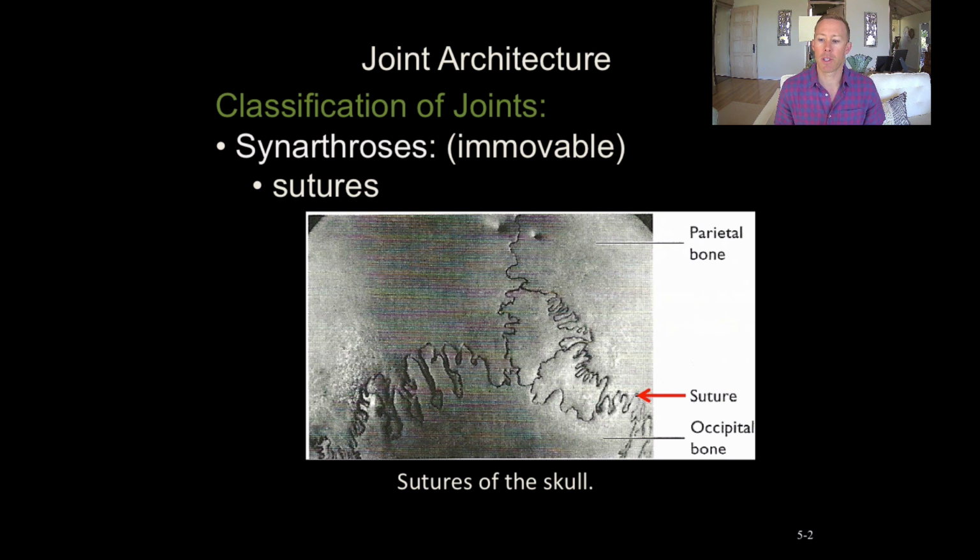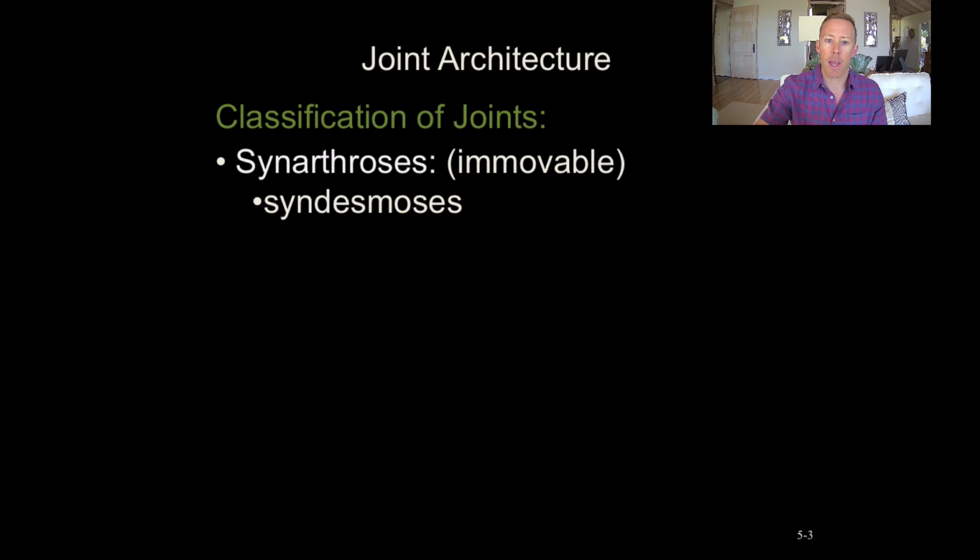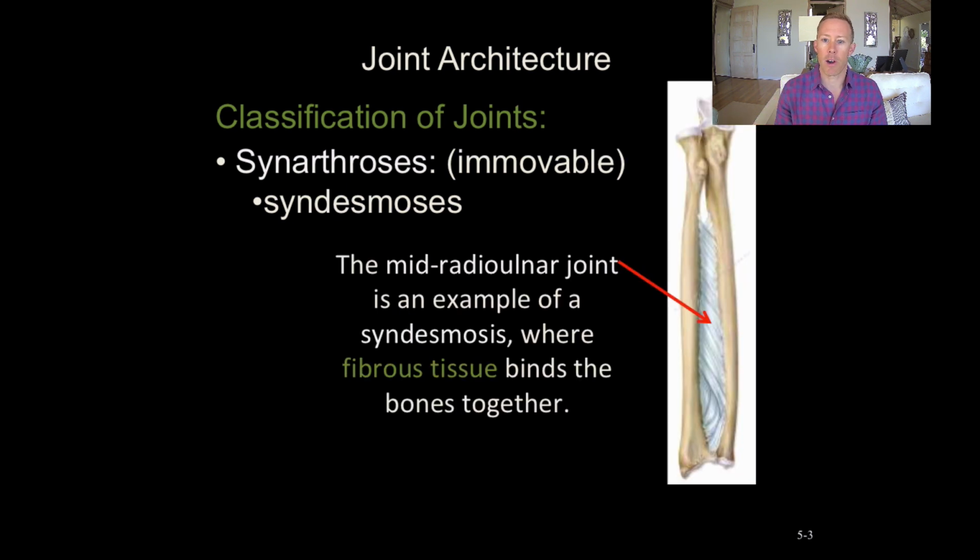Within synarthrodial joints, there are sutures, which are immovable. And then, also within the same category, we have syndesmoses. These are bones joined together by a dense fibrous connective tissue. This is an example between the radius and ulna, the mid-radial ulnar joint, and there's this really dense, almost ligament-like tissue. You might think of your IT band, a really dense connective tissue that holds those bones together, so they're really not going to move. So again, two areas, syndesmoses and sutures, immovable synarthrodial joints.